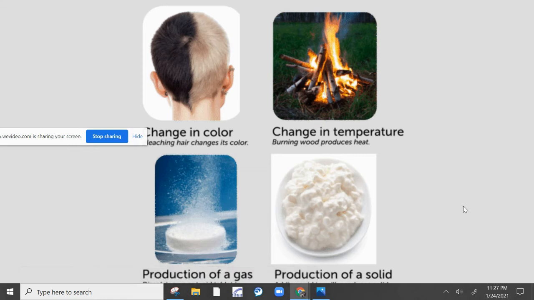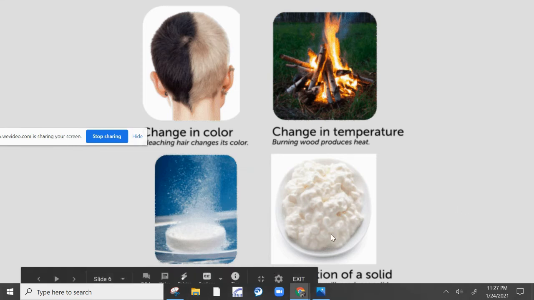We could also see the production of a solid. When we add acid to milk, we can end up with cottage cheese, this production of this solid.